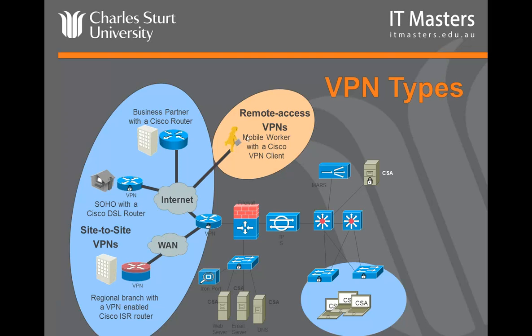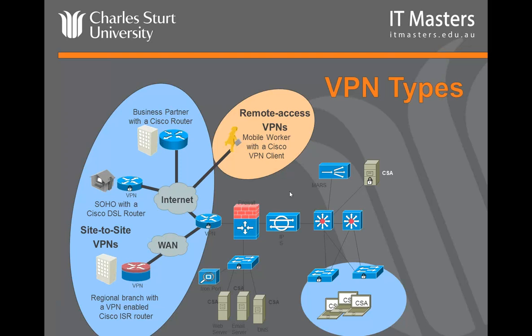Now, remote access VPNs, this particular slide is talking about VPN client, which as I said is now outdated. So really we're talking about either Cisco AnyConnect, which we'll talk about a bit later on, or SSL VPNs in terms of remote access, and your site-to-site are still using your IPSec. Now, they can be created using a router of various different types, whether it's an ISR, a DSL router, whatever it is, doesn't matter big or small. They can also be firewalls as well.